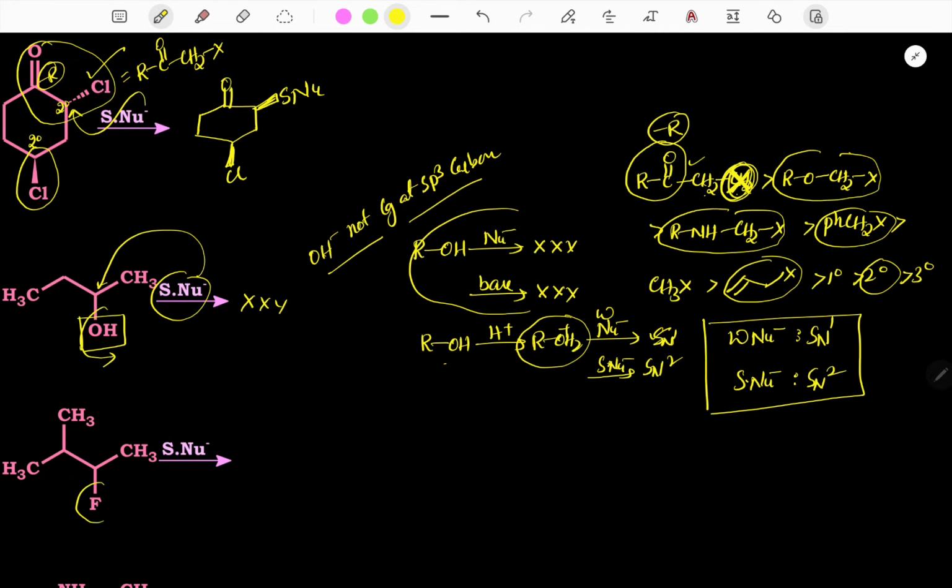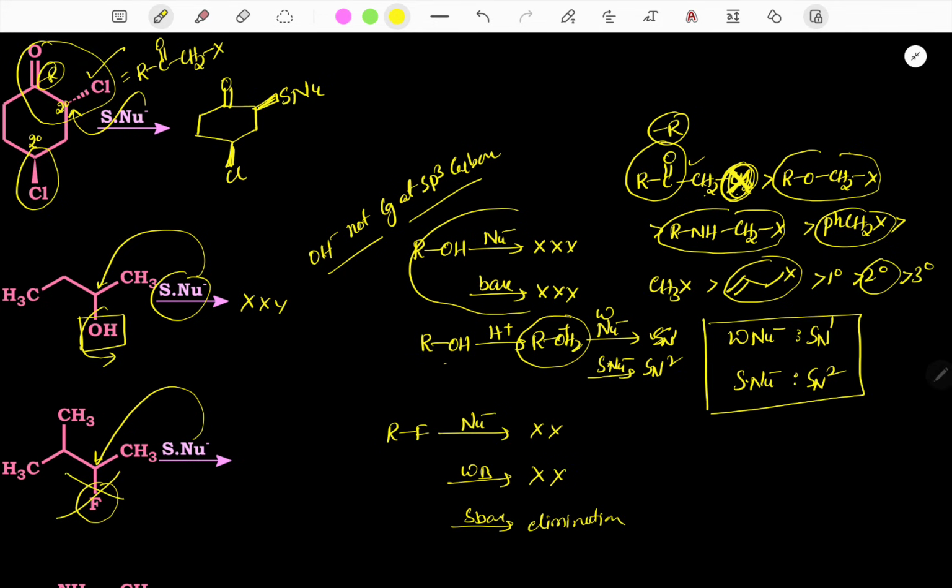Similarly, fluorine also, alkyl fluoride. If I add a nucleophile, no reaction. If I add a weak base, no reaction. If I add a strong base, then elimination. If you add a strong base there is a possibility of elimination. That's why here the nucleophile won't attack, because F- is not a good leaving group.